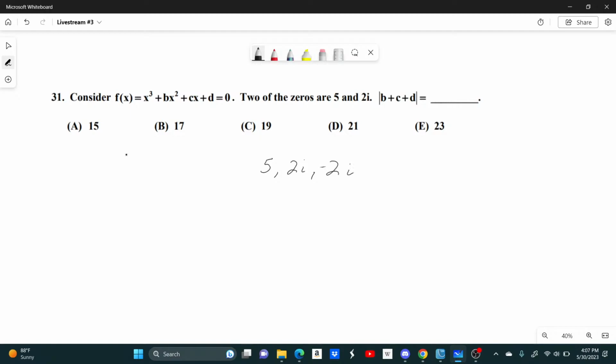All right. So from here, what we can do is make a polynomial by turning it into factors. So our polynomial is just going to be f of x equals x minus 5 times x minus 2i times x minus a negative 2i, so x plus 2i. Right, so if we expand this whole thing out, which, by the way, you can do on your calculator. I'll show you this.